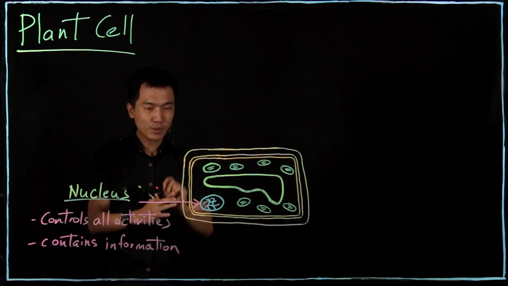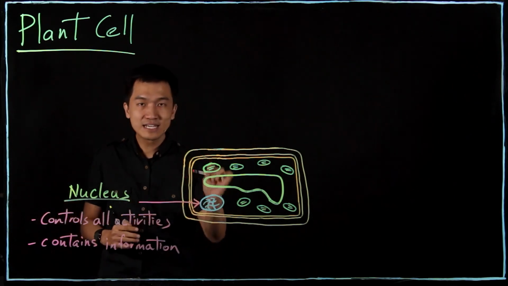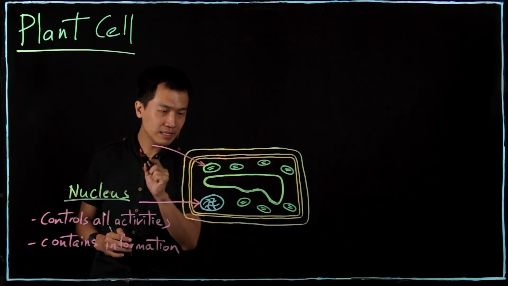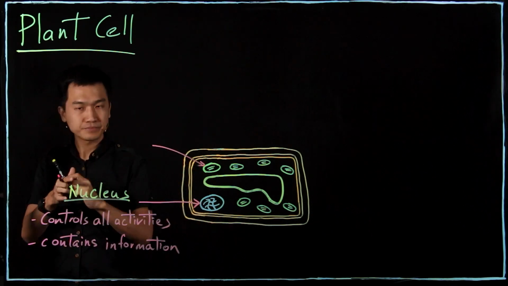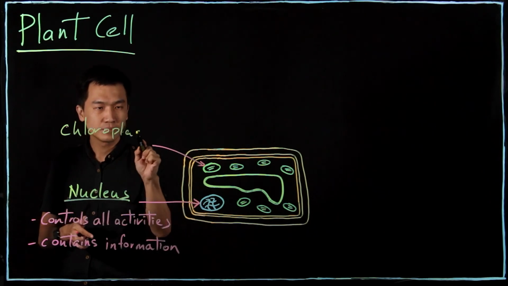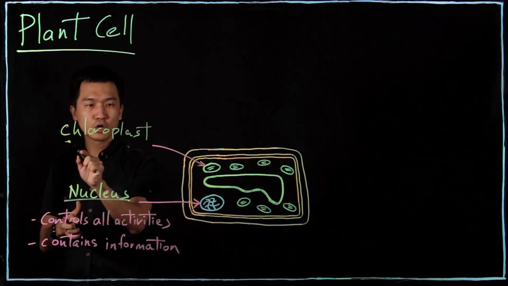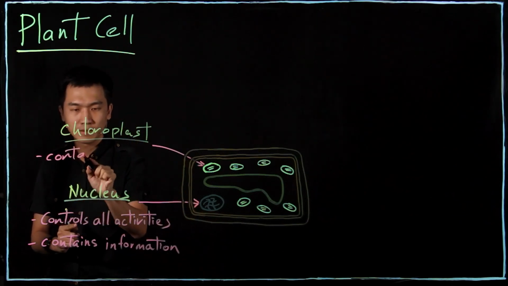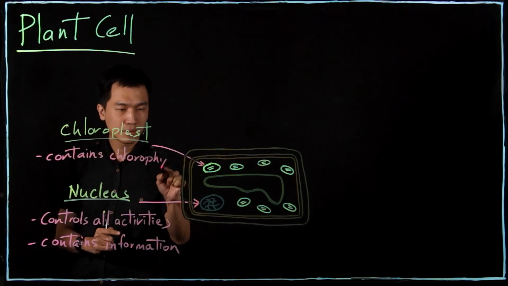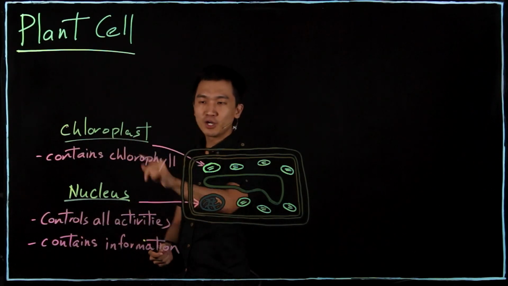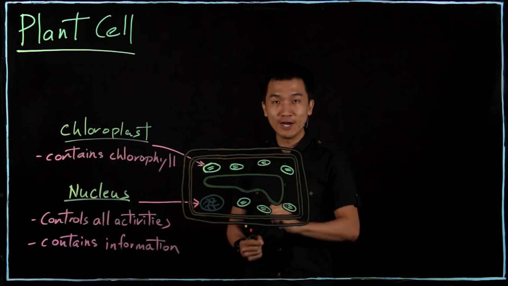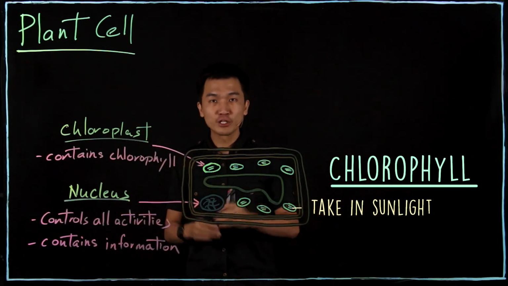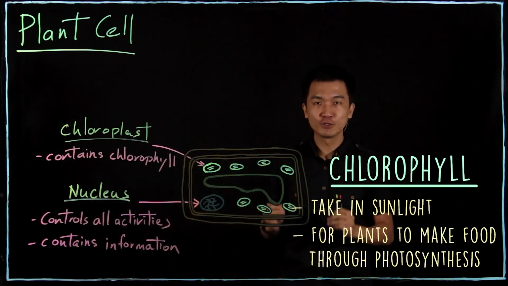Now, the next thing we want to look at is this disc-like shape. So these disc-like things are called the chloroplast. All right, chloroplast. And the chloroplast is important because it contains this green pigment called chlorophyll. And you and I know by now that the chlorophyll is responsible for taking in sunlight or light in order for it to make food through the process called photosynthesis.